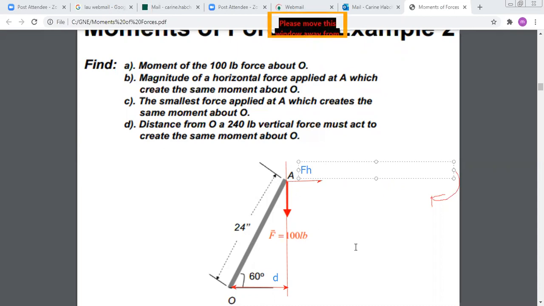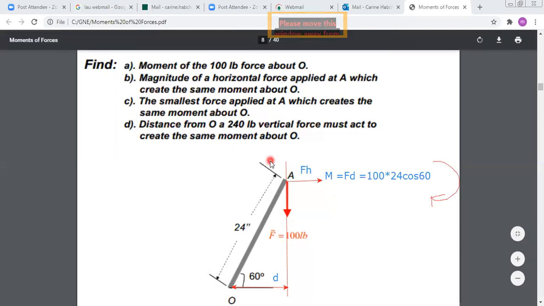First, can you tell me why I chose this direction and not the opposite one? Why did I put FH towards the right, not to the left? Because it's the same direction of moment. The vertical force produces a clockwise moment, so I also want the horizontal force to produce a clockwise moment. This is why it should be towards the right. If I put it towards the left, it would tend to rotate the bar about O in the counterclockwise direction. So first, I am sure that FH should be to the right.